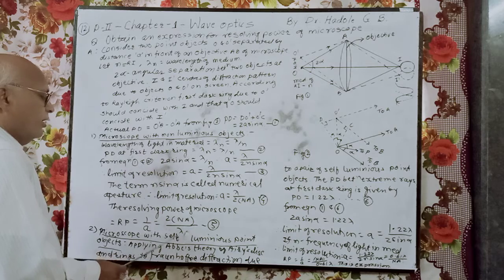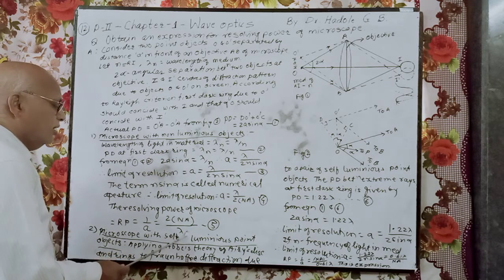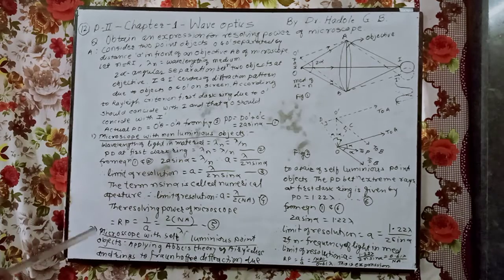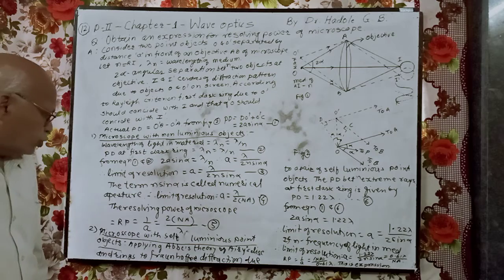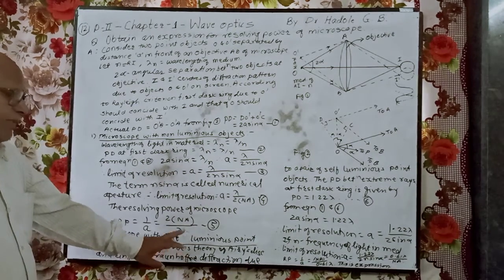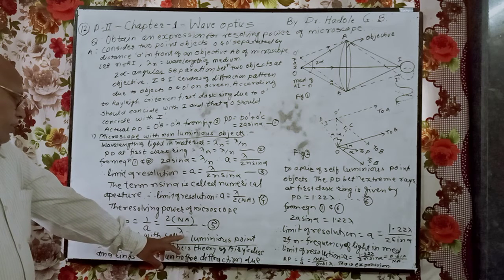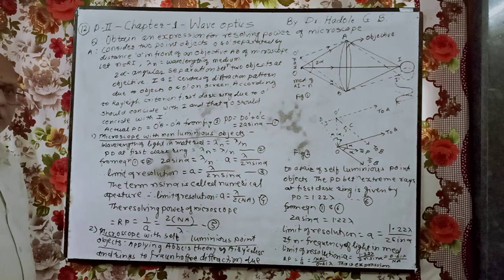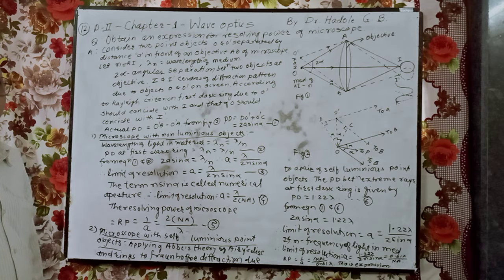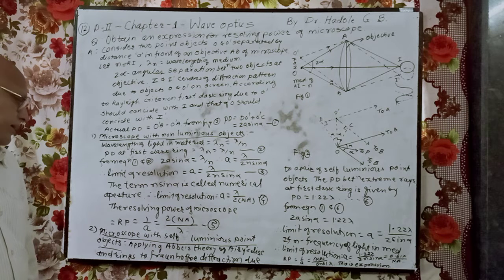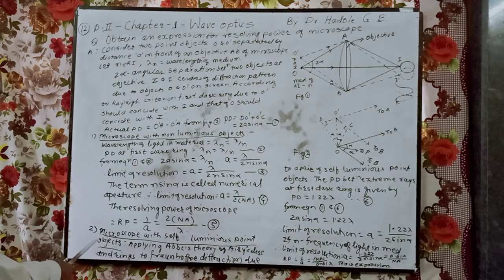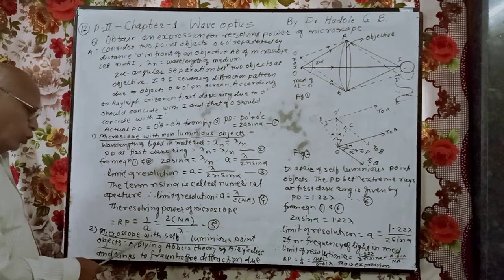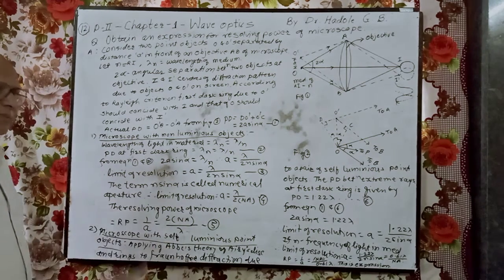Now here it is obvious from this equation that lambda is inversely proportional to resolving power. It means if we want to increase the resolving power of microscope, light of less wavelength must be used. Ultraviolet rays have less wavelength, and therefore mostly in a microscope ultraviolet light is used. We will proceed to the second condition, microscope with self-luminous point objects.